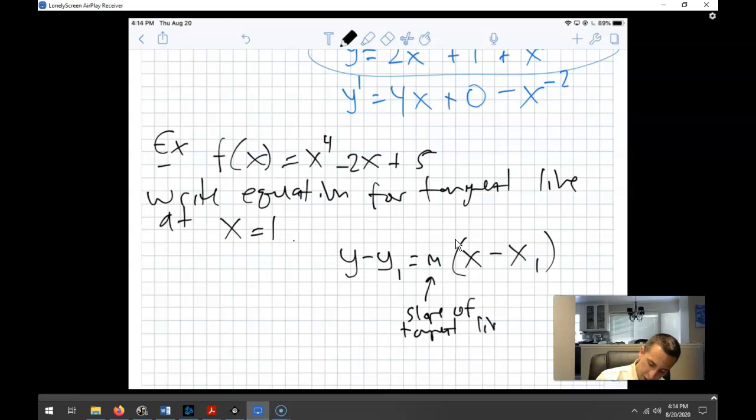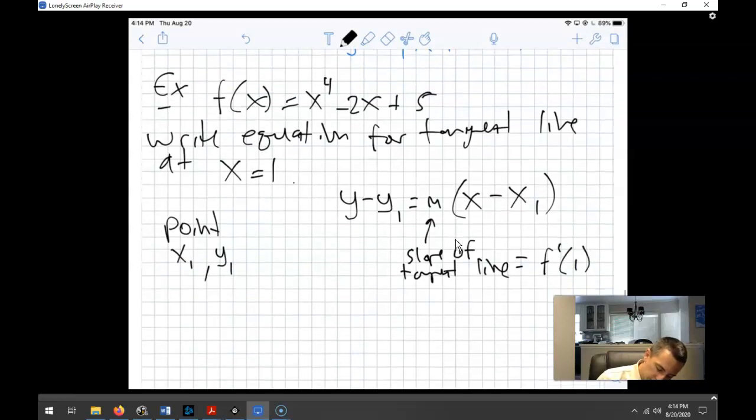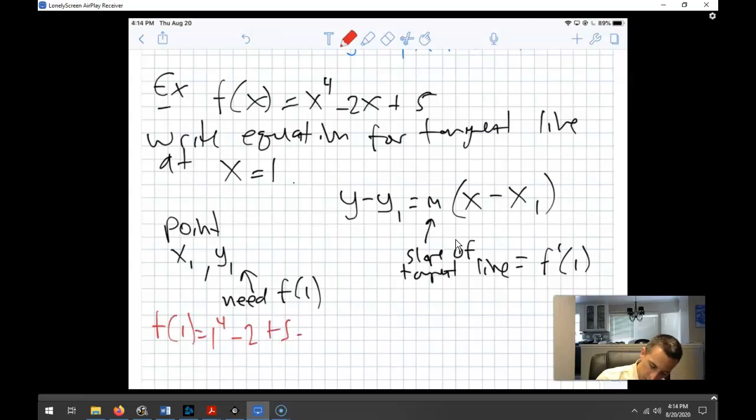And what's the slope of a tangent line? That's a derivative, so we need to find f prime of 1. To find the point x1, y1, we need the y value at 1, so we need f of 1. Okay, well that should be pretty easy, right? F of 1 in this case, I just plug in, it's 1 to the 4 minus 2 times 1 plus 5, which is 4. So if I'm trying to find f prime of 1, well, let's find f prime first.